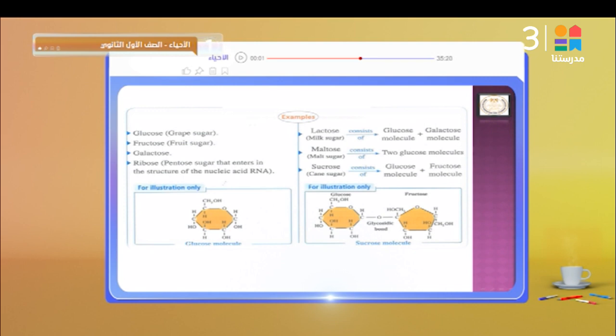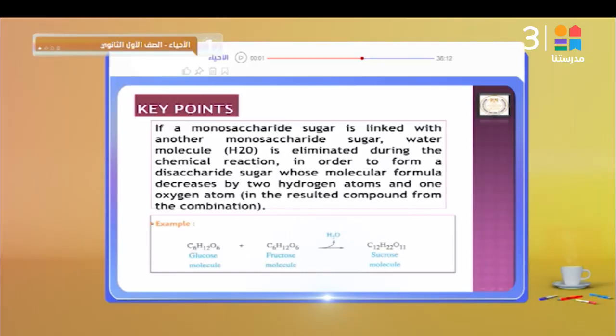Lactose is found in milk sugars. Maltose is malt sugar, barley sugar. Okay. Saccharose is cane sugar. Key points, please: monosaccharide sugars are linked together with the removal of 1 molecule of water.